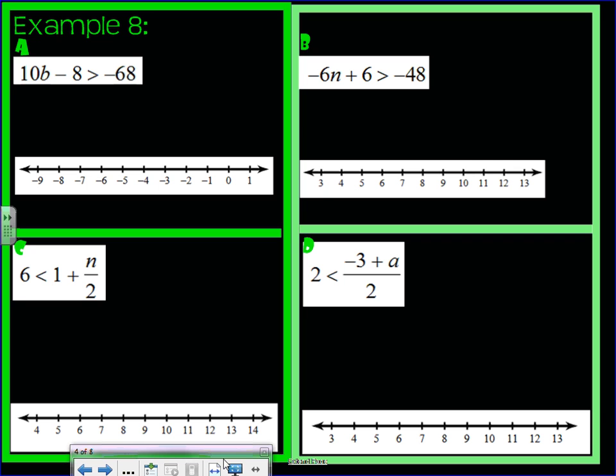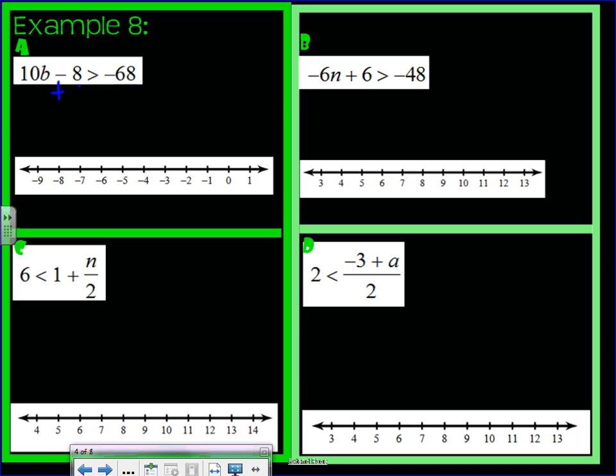All right, let's move on to two-step inequalities. So again, guys, you should be pretty good at these. They're very, very similar to equations. Just have to do a little bit more. The other ones we decided to not graph, but these problems we are going to graph. All right, so looking at example 8a, 10b minus 8 is greater than negative 68.